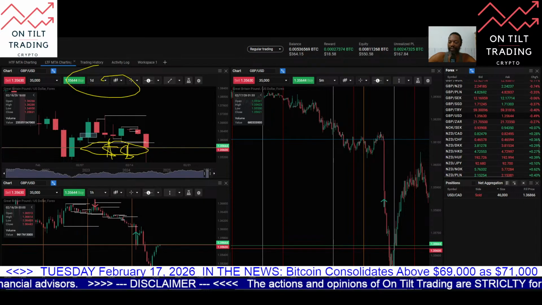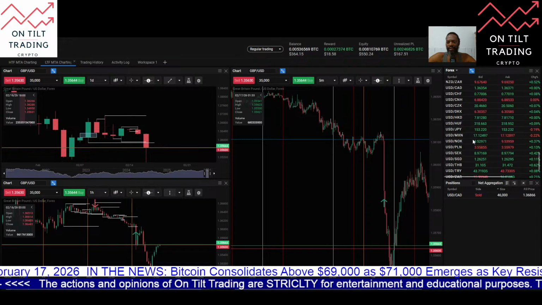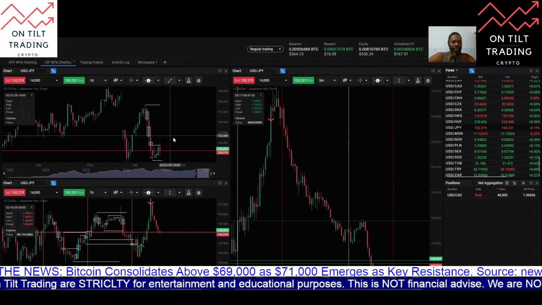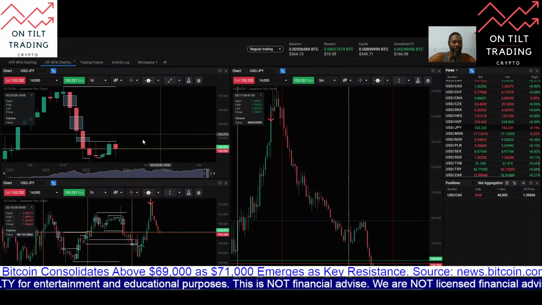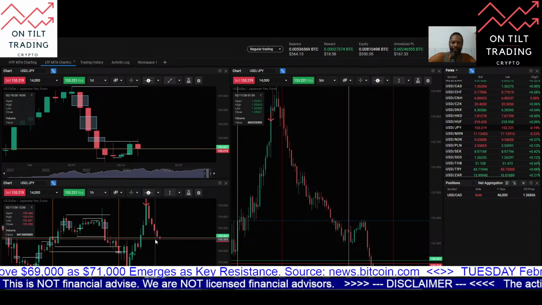And also today I tried this same style of trade on dollar yen. And then I actually missed the trade here on dollar yen.